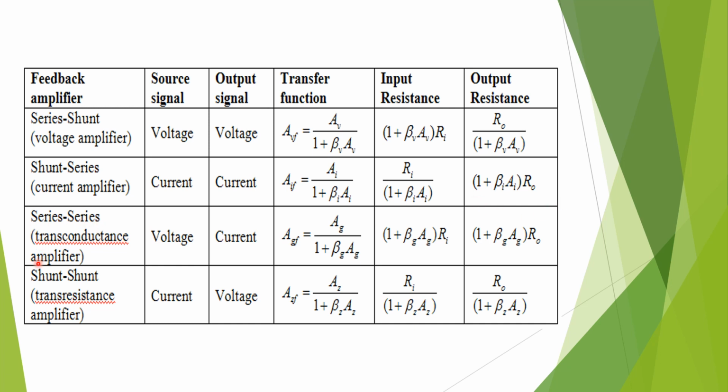The series series amplifier is going to be called a transconductance amplifier. So the source signal is going to be voltage and the output signal is going to be current. And the last, the shunt shunt transresistance amplifier, we have already discussed, is going to be the opposite of transconductance. So the source signal is going to be current and the voltage is going to be the output signal. So all these transfer functions, kindly go through them well, and the input resistance and the output resistance we have already derived in our previous videos.